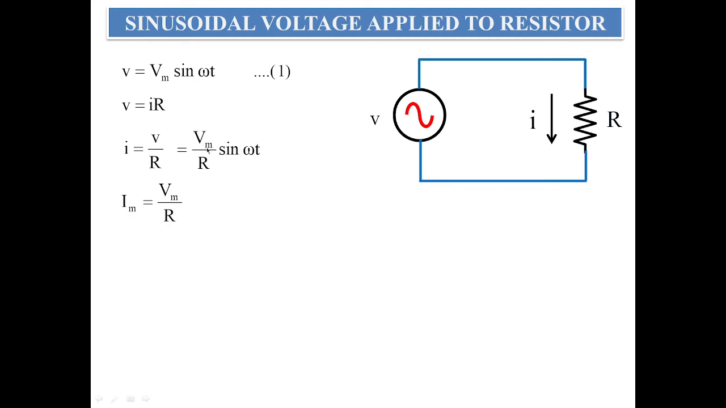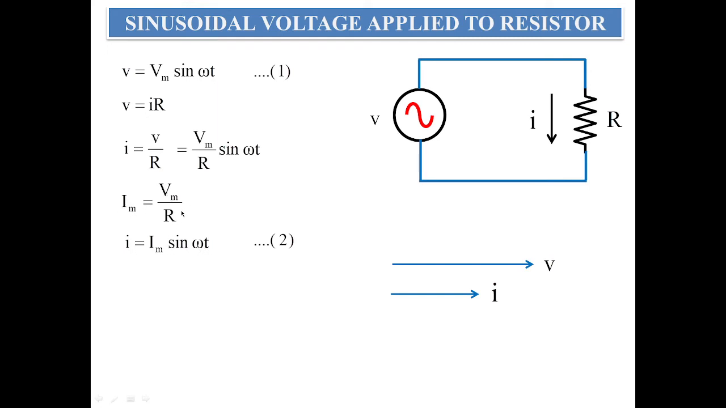If I want to replace Vm by R according to Ohm's law, it becomes Im. Im is equal to the maximum value of the current which is associated with sin omega t. So the instantaneous value of current will be equivalent to Im sin omega t. This I am treating as equation 2. Now we got the instantaneous values of voltage and current when they are applied across the resistor. So applied voltage V, that is the instantaneous value of voltage, and the phasor representation of I: V is equal to Vm sin omega t, whereas I is equal to Im sin omega t, where Im is equal to Vm by R.